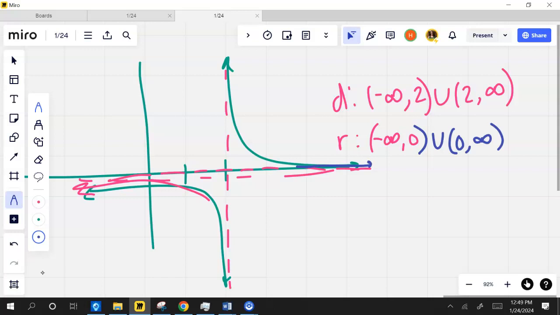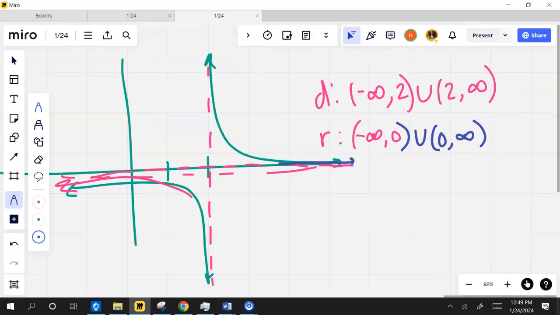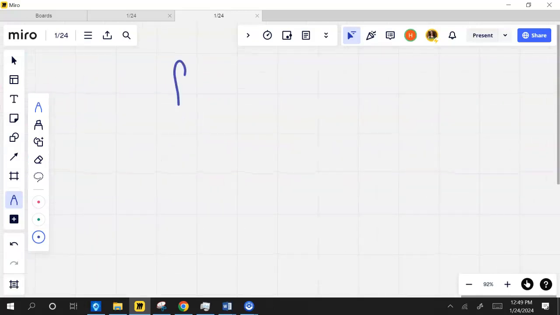You don't have to know the names of them. We're going to go over all that. That's a reciprocal function. I hate them so much. I'm fixing to show. What's that mean?